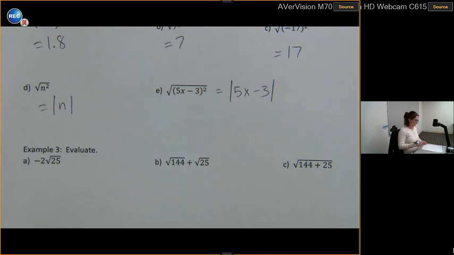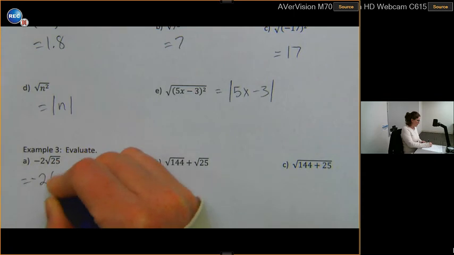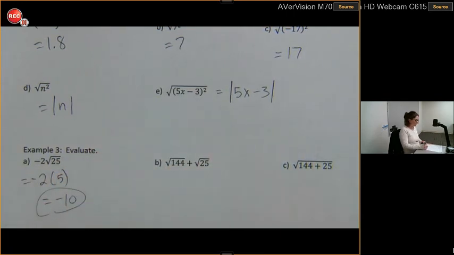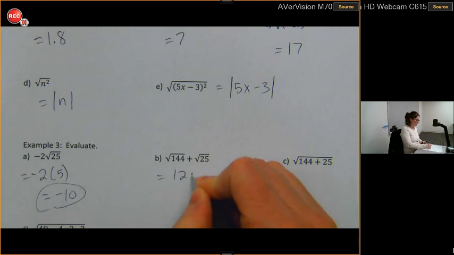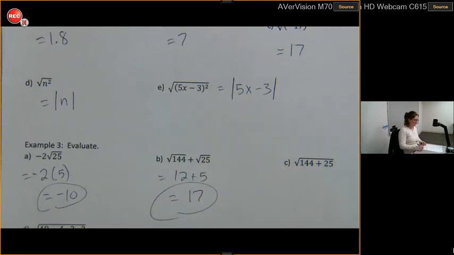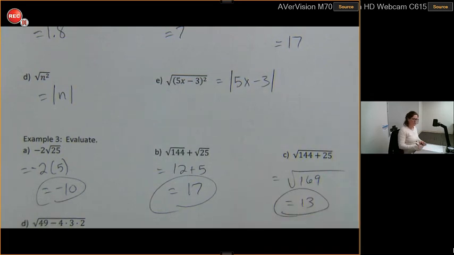Evaluate, so we have just a little bit of order of operations mixed with square roots. So negative 2 times 5, which is negative 10. We have 12 plus 5, which is 17. We have the square root of 169, which is 13.